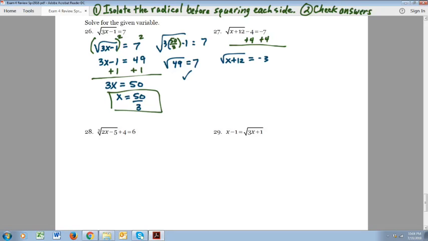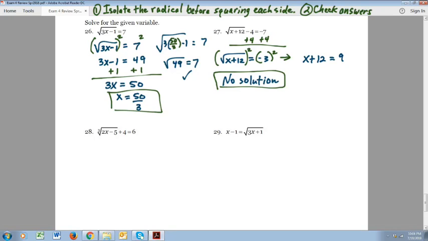Now notice here, the square root of a number equals negative 3. We've talked about this. You can't take the square root of a number and get a negative. In fact, we know if we take the square root of a negative number, it's not a real number. So in this problem here, there's not going to be a solution. We say no solution.